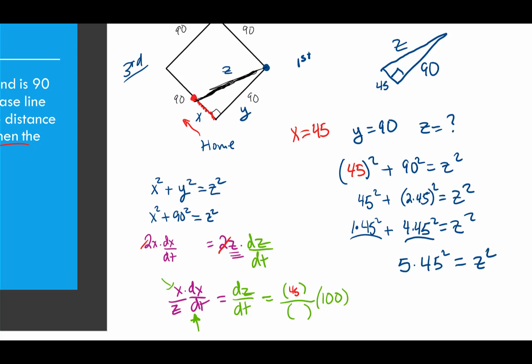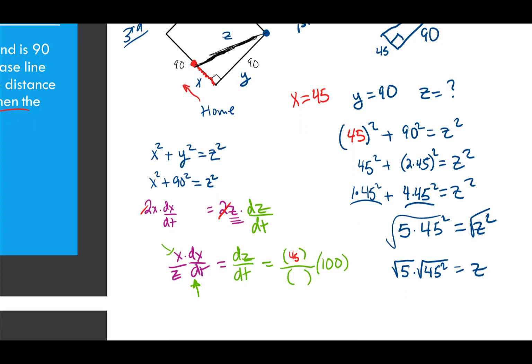Now let's hit this thing with a square root and see what pops out. We don't have to worry about a plus or a minus. We're thinking everything's positive right now. So we have the square root of 5 times the square root of 45 squared is equal to z. Think anybody's got the square root of 45 squared? Of course you do. That's 45. So our answer ends up being 45 root 5 is equal to z.